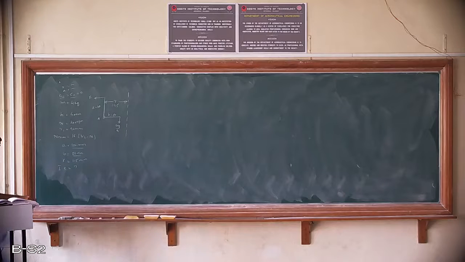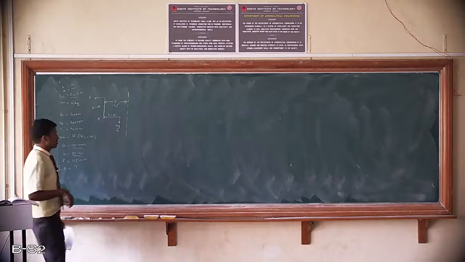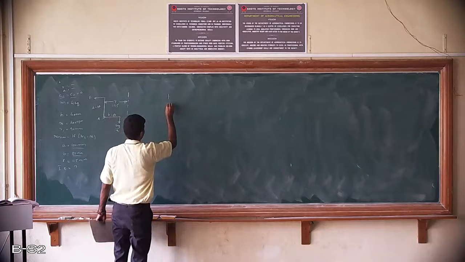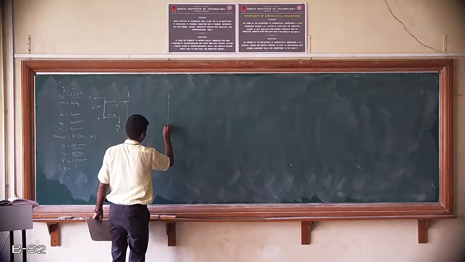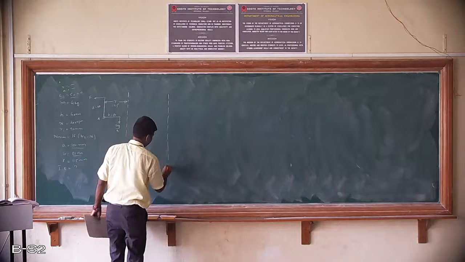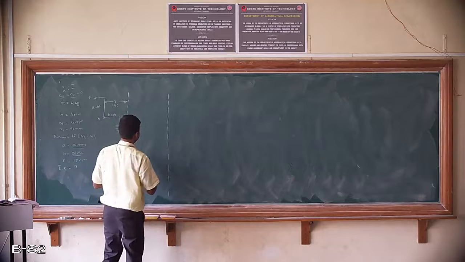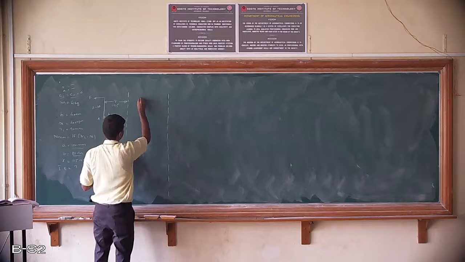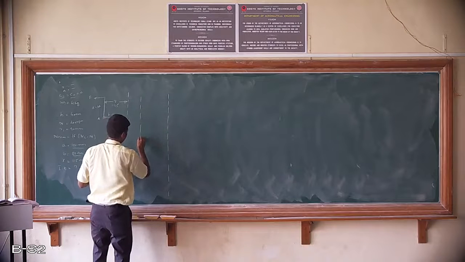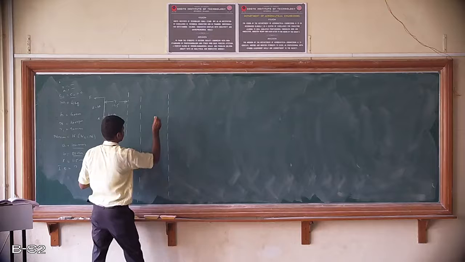But in the problem statement, they have mentioned that we need to consider the obliquity of the arms. So it means in the actual position we need to draw it now. So I will draw it. Please go through it. If there are any doubts, please clarify. This is the axis.